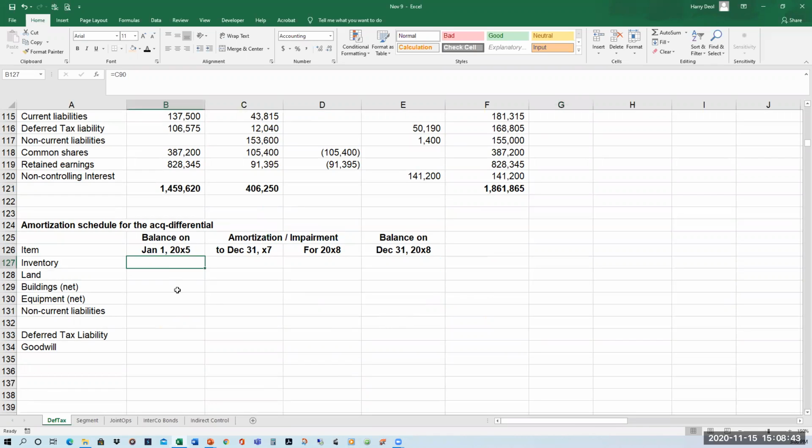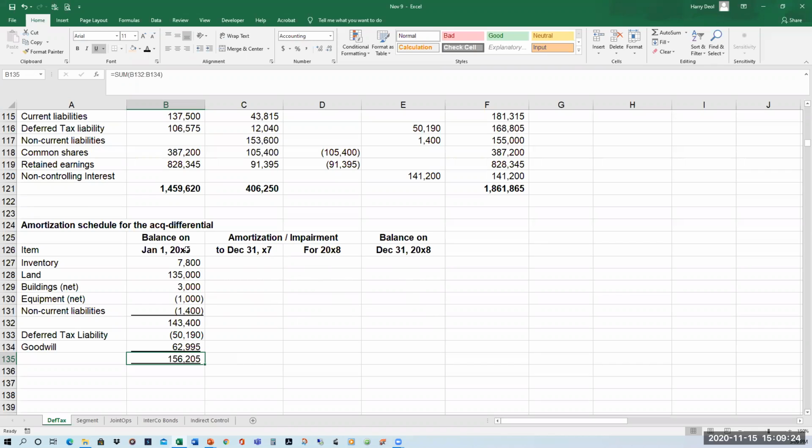On the date of acquisition, the fair value differences were these numbers, 143,400. We had the deferred tax liability, 50,190, goodwill, 62,995, giving us a total acquisition differential of 156,205. Now, we've been asked to prepare an amortization schedule up to the end of the year 2008. So what we're going to do is split up the amortization and impairment into previous periods and the current year 2008, and then calculate the balances at the end of 2008.